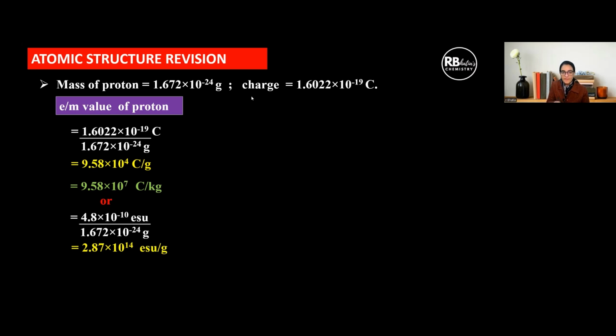And this has been written for in CGS unit. The CGS unit of charge is ESU, the electrostatic unit, and the value of electronic charge in CGS unit is these many ESU. On SI unit, it is these many coulomb. On CGS unit, it is these many ESU. So dividing this charge by mass, we get the value of E by M in CGS unit.